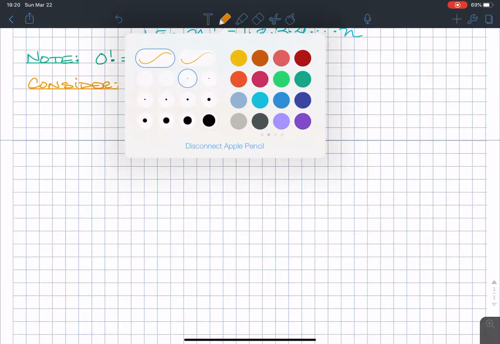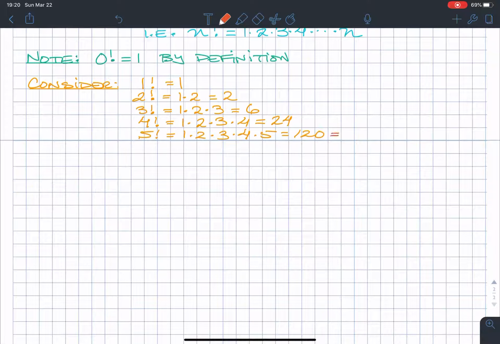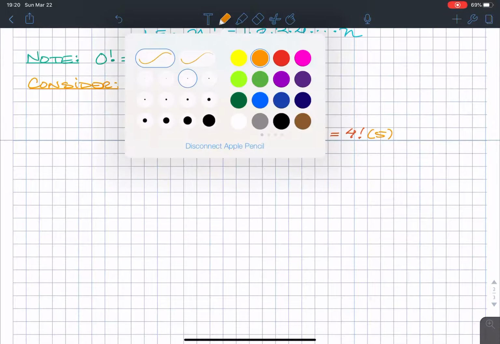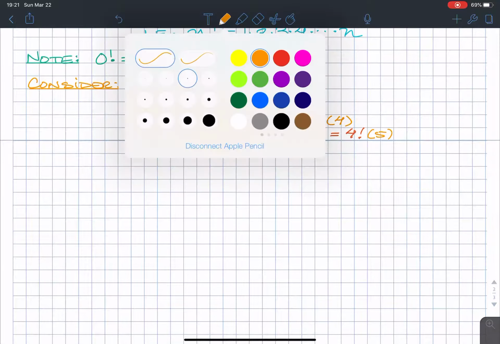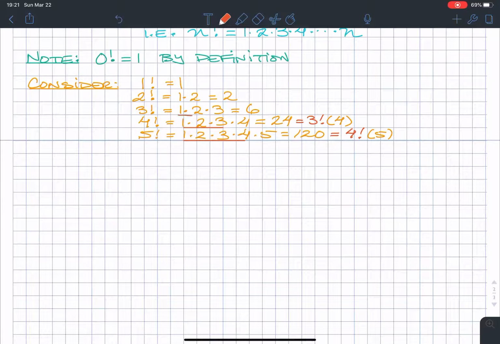Well, I'm going to write this a bit differently. Do you agree that I could write this as the underline of the first 4, do you agree that's 4 factorial, times 5? Similarly, do you agree that I could write 4 factorial as 3 factorial times 4? Similarly, do you agree that I could write 3 factorial as 2 factorial times 3?